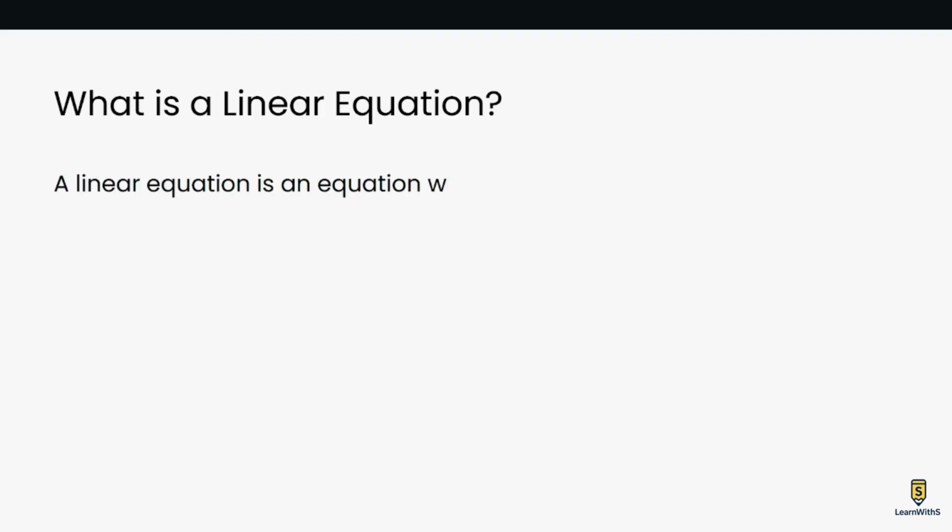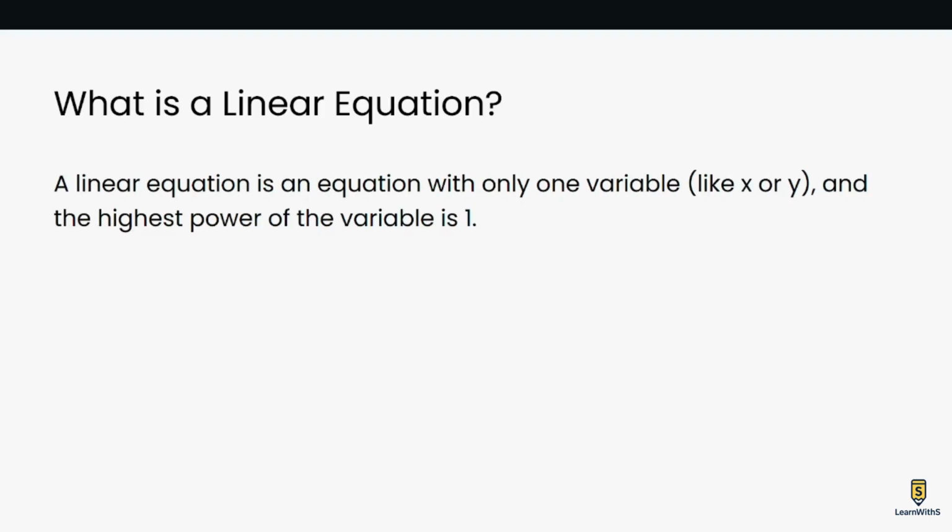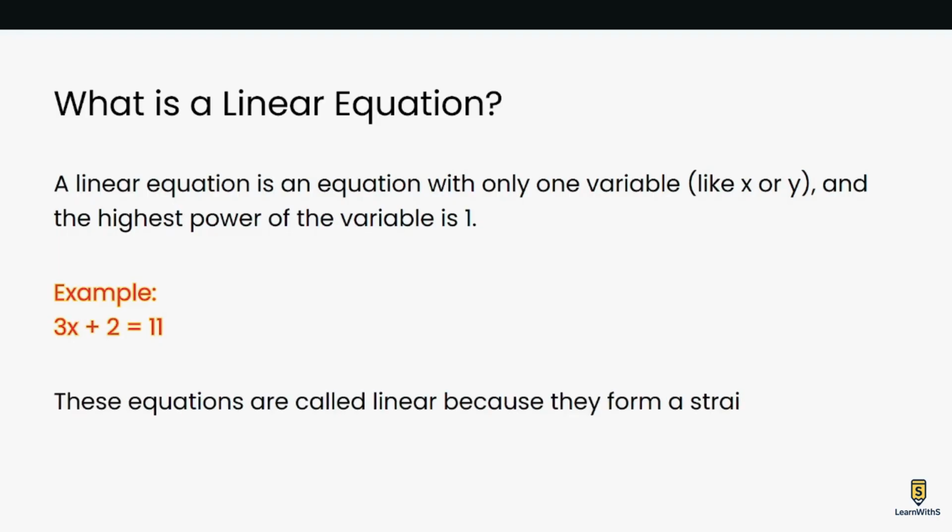It is an equation with one variable like x or y and the highest power of the variable is 1. For example, 3x plus 2 is equal to 11 is a linear equation. If you graph it, you'll get a straight line. That's why it's called linear.